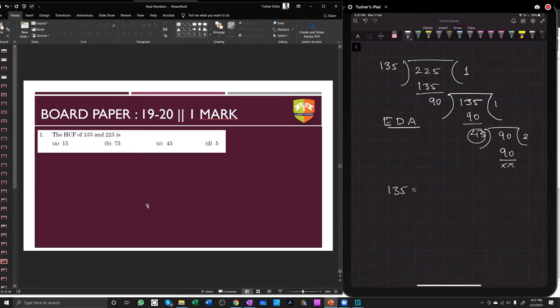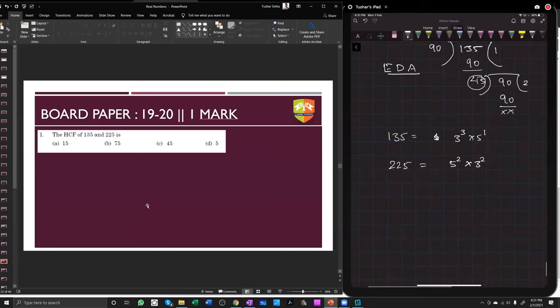So 27 and 5, so 3 to the power 3 into 5 to the power 1. 225 is 5 square into 3 square, isn't it? So now HCF. How to write HCF, guys? For HCF, how many factors do you see? All the factors. Write them down.